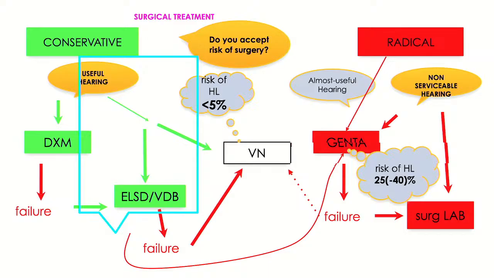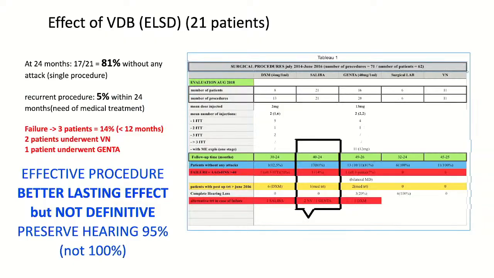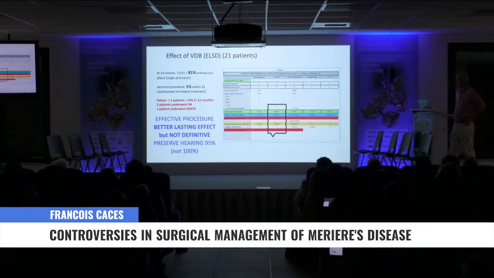The other part of the conservative treatment could be the endolymphatic sac decompression and the vestibular duct blockage. So this is the Saliba technique. I don't speak about this procedure because it's too long. So how is it working in my hand? I found it's a really interesting treatment, but I don't know how it is working. So this is the problem.